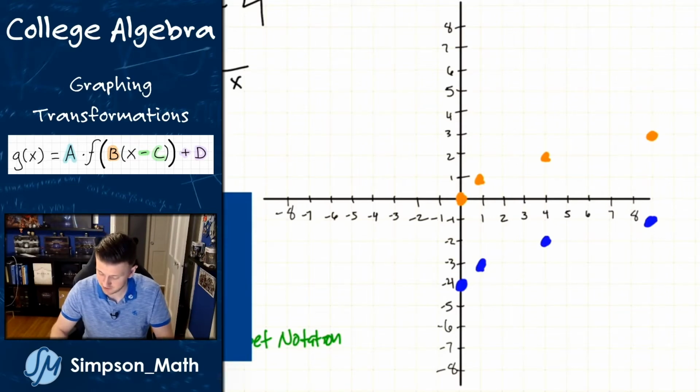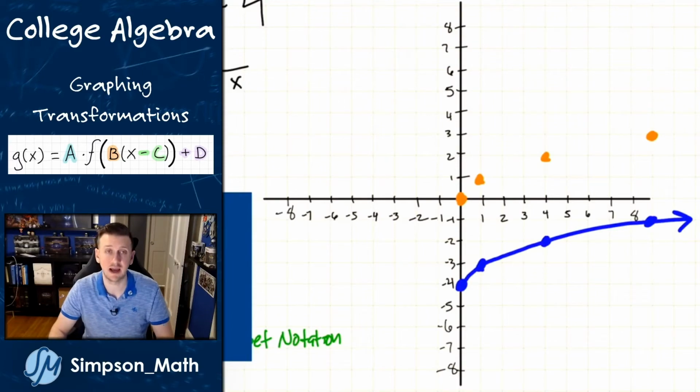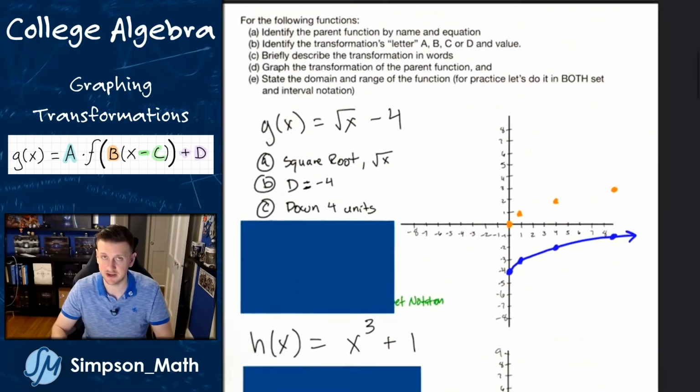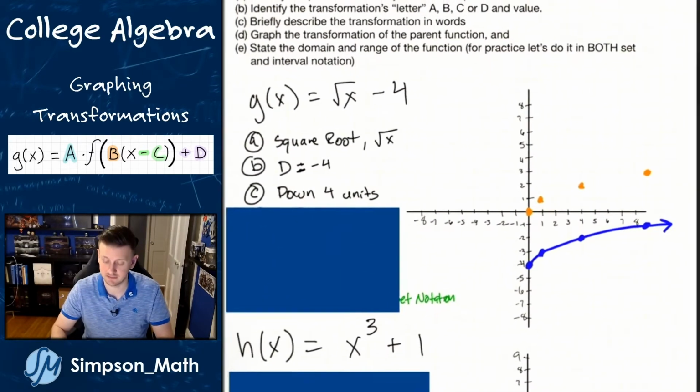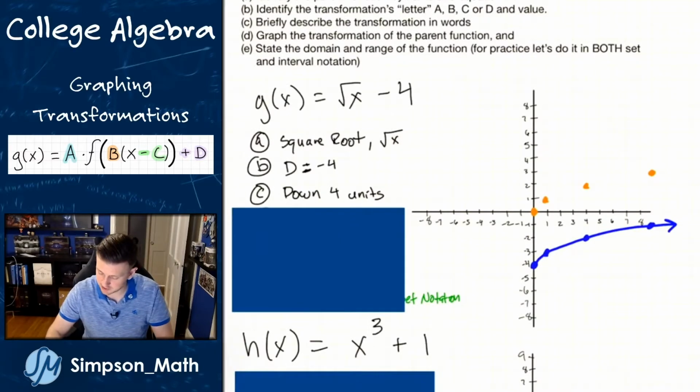That's it. Swoop my square root graph. And there we have it. I just graphed g of x, which is the square root of x minus 4. For good measure, it's also good to label that as g of x, just in case we have multiple graphs at some point.